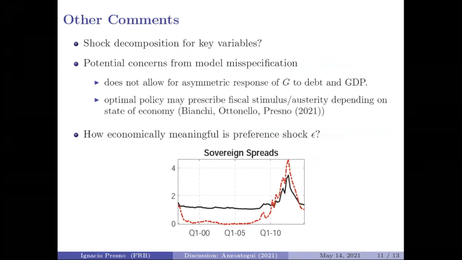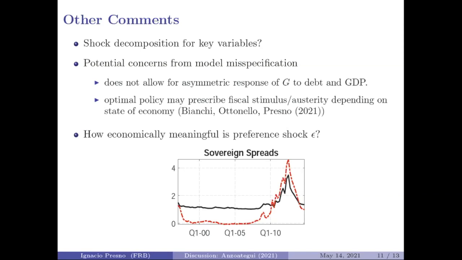Okay, that's fine. So other comments I have are, it would be nice to have shock decompositions for the key variables. This is also echoing Juan Carlos' point that, for example, maybe there's some persistence in some shocks, like in the fiscal rules, that the model might be missing right now. There's also some potential concerns for model misspecification.